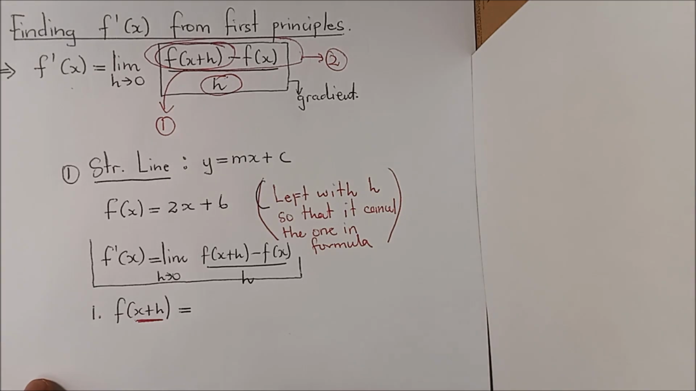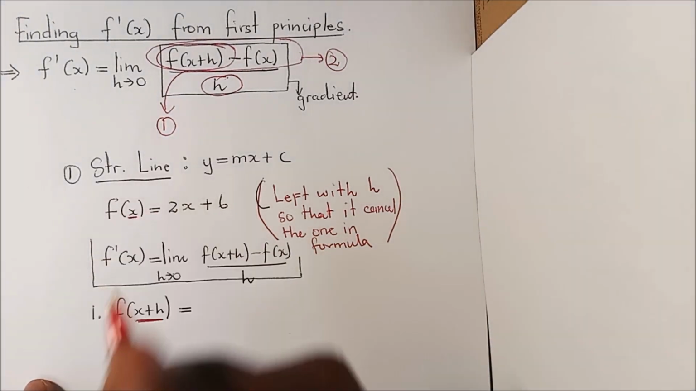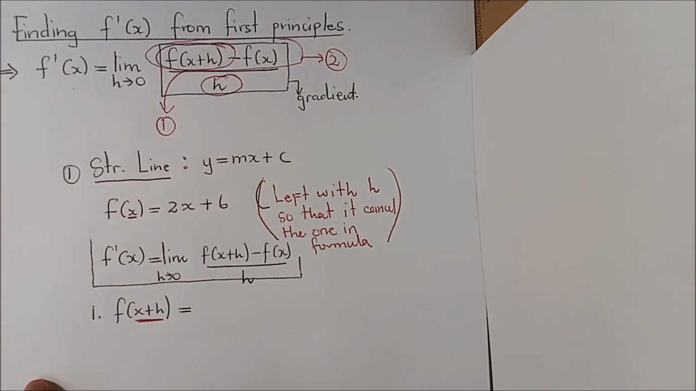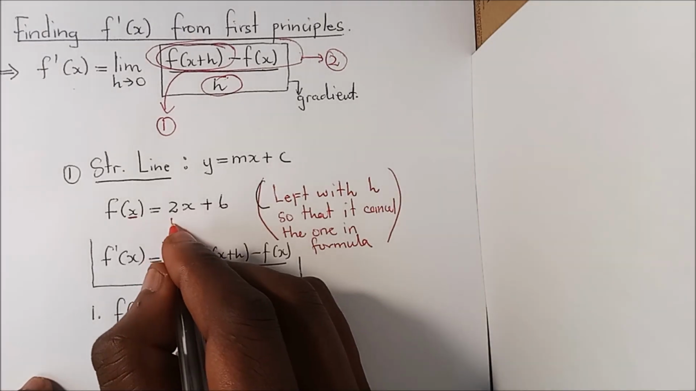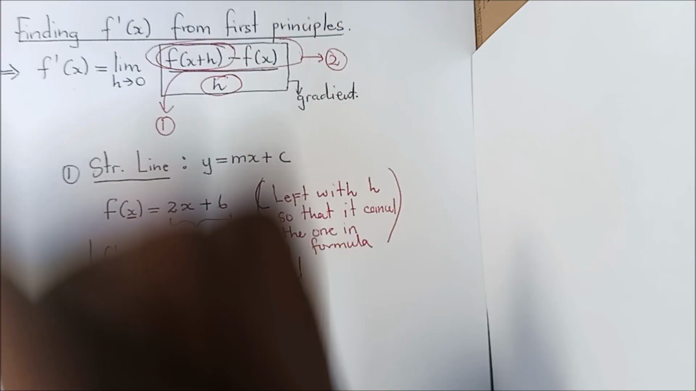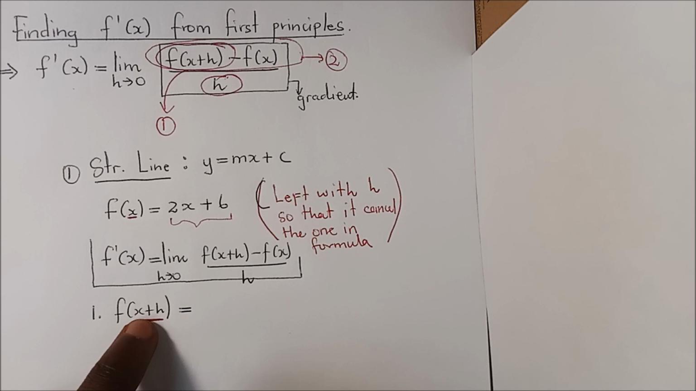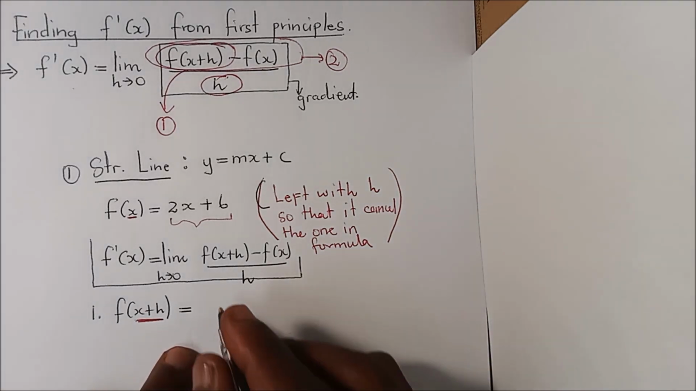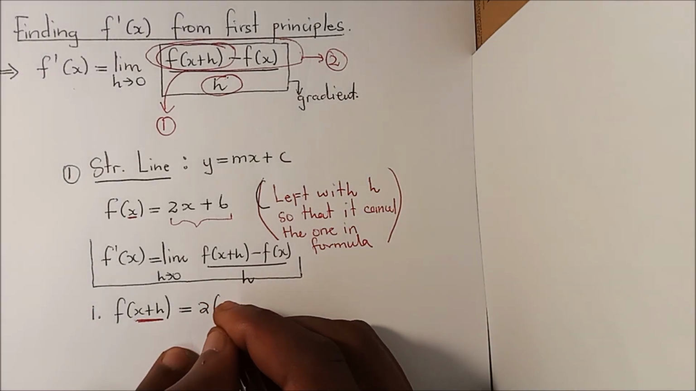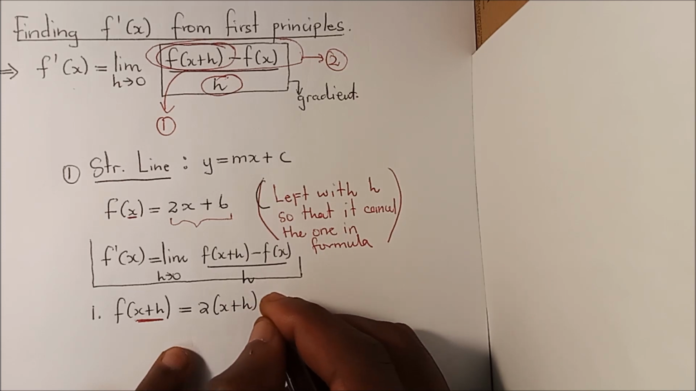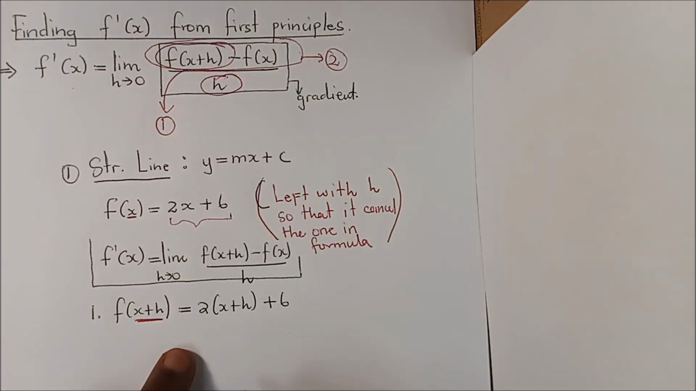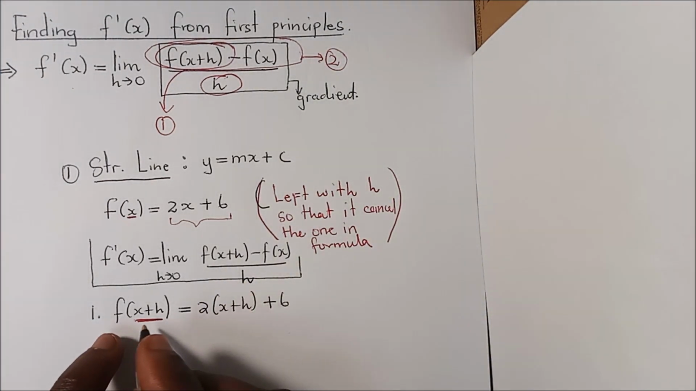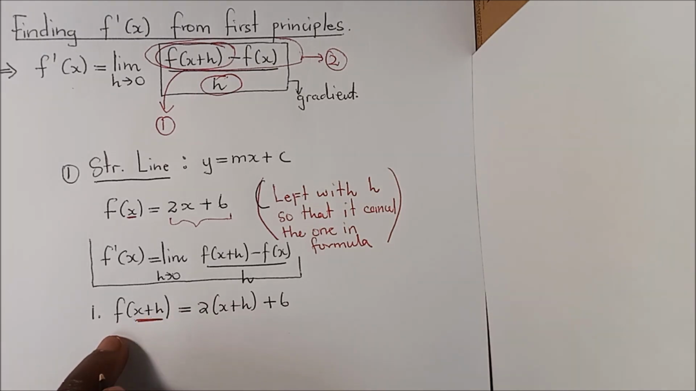You see, x plus h has taken the position of x. So now that means where we see x here, we are going to substitute x plus h. So now let's go ahead and do that. So we will have 2 into x plus h plus 6. So this is what we will get. Where we see x, we substitute x plus h.